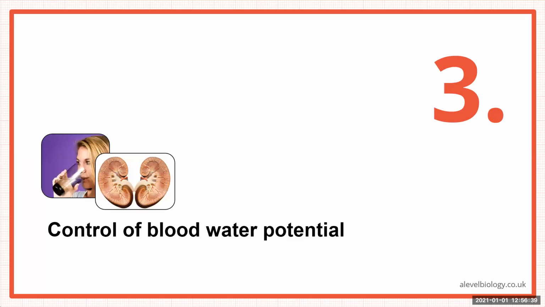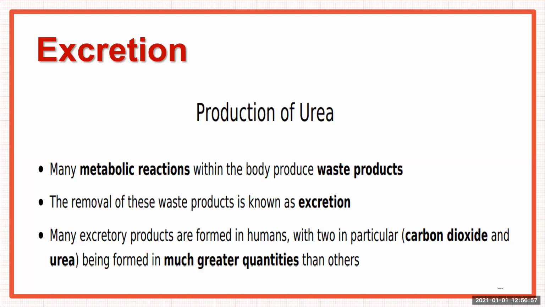Okay, so let's start with the control of blood water potential, or in other terms, osmoregulation. To understand the process, we need to first discuss the process of excretion. You know that there are many metabolic reactions taking place in the body, and that means a lot of waste products are also being formed. So the body actually needs to remove these waste products, and as it removes them, the process is known as excretion.